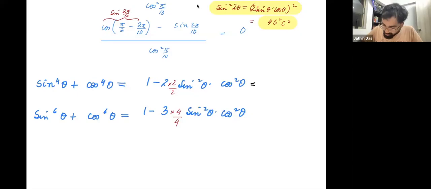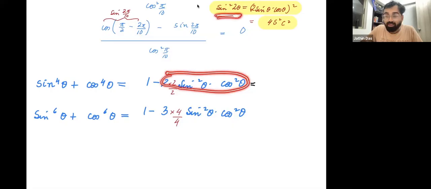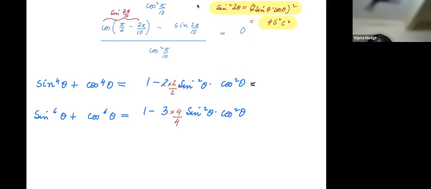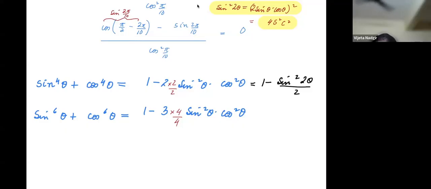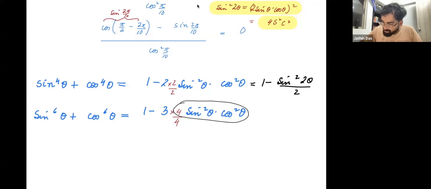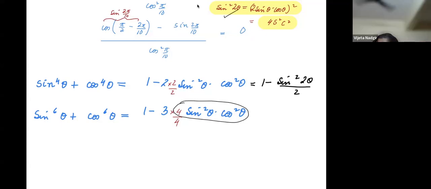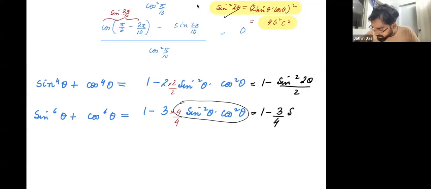See what is happening. 1 minus, what is this whole thing? Sin square 2 theta. So I'll write this whole formula as cos 2 theta, by 2, so sin. Now this whole thing I can write it as this, correct? So I'll write 1 minus 3 by 4 sin square theta.